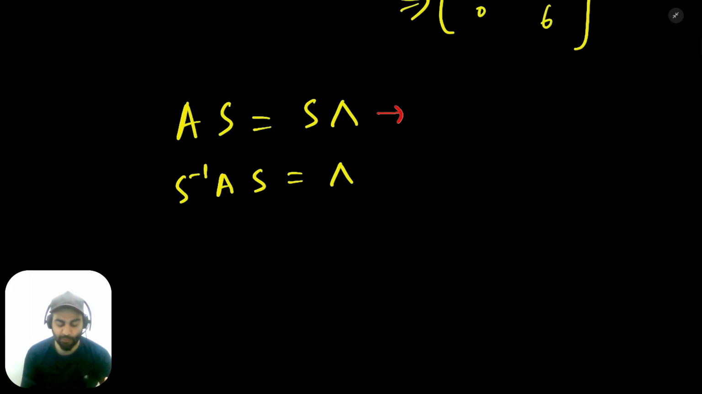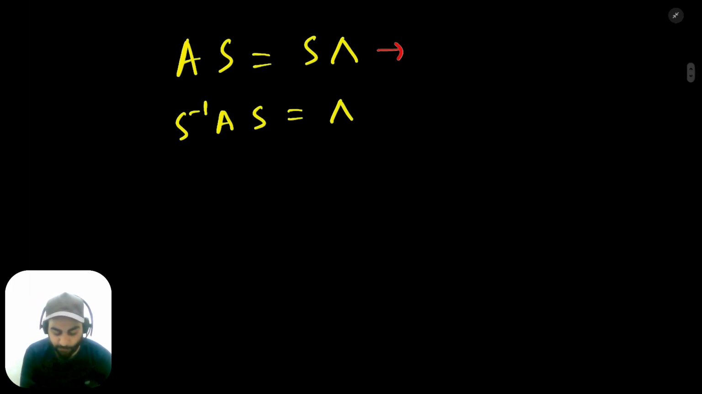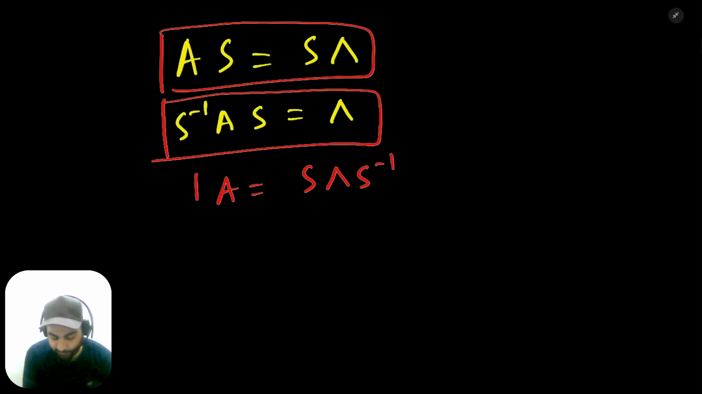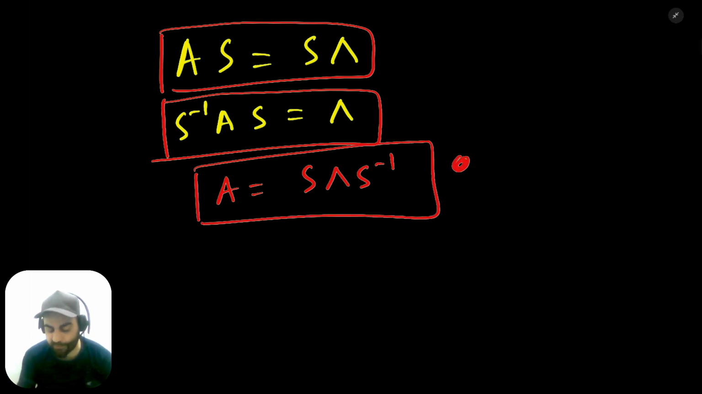Why is this diagonalization important? That I want to show you. So if you have this, A is now equal to S lambda S inverse from these equations. So this is the first equation. From this we can get this, and from this we can get this. This is the most important thing that we want to remember.